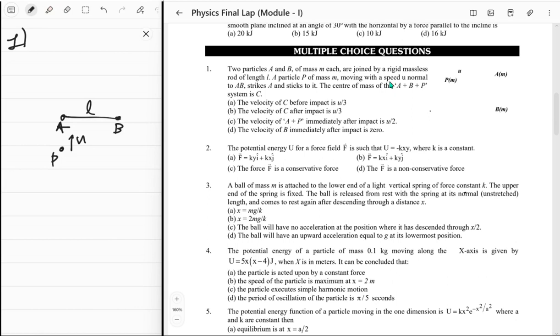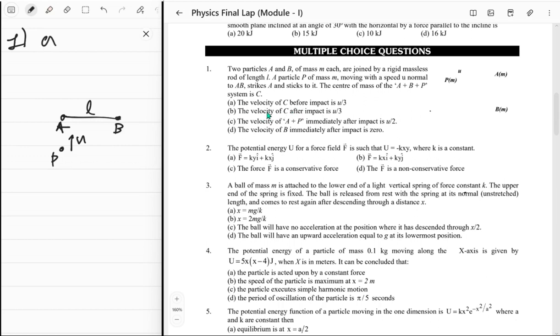Fine. The center of mass of the A plus B plus P system is C. The velocity of C before the impact and after the impact is going to be the same, since nothing special changes. So it's u upon 3, of course, because all the particles have the same mass m. So A is the answer.